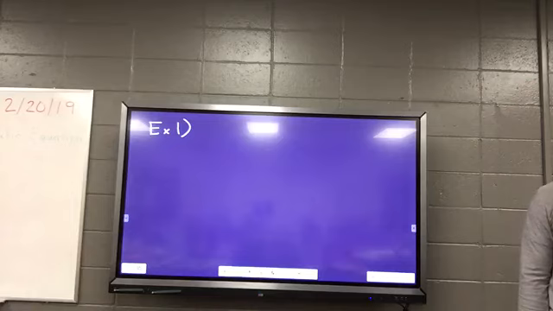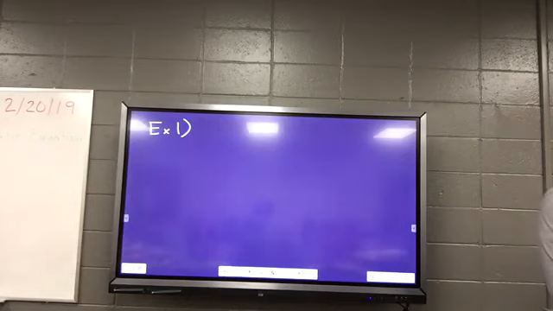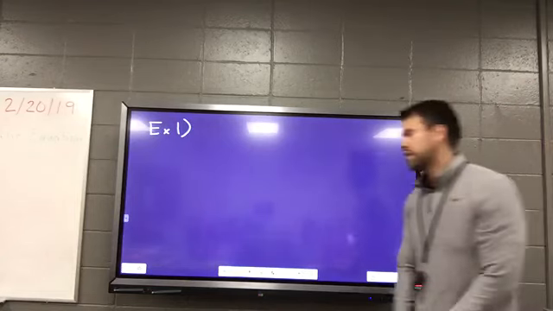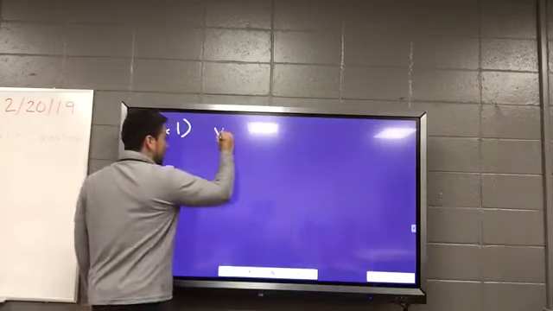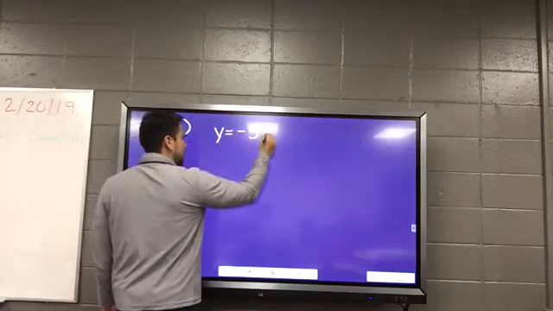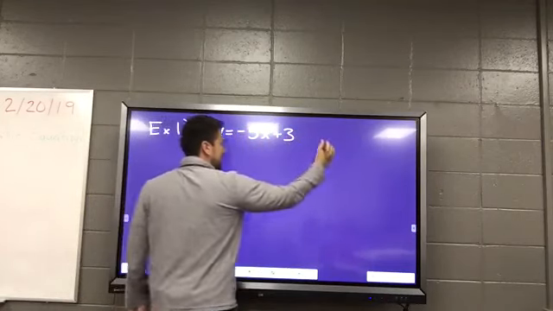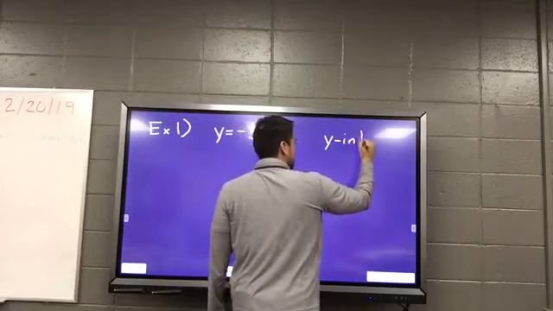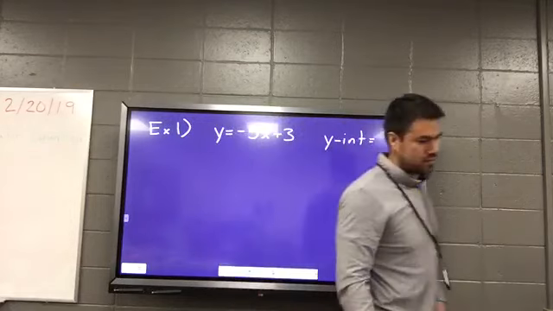Write the equation of a line with a y-intercept of negative 2 that is parallel to the line. This equation is y equals negative 5x. Okay, they gave me y equals negative 5x plus 3. And then they gave me a y-intercept of negative 2.